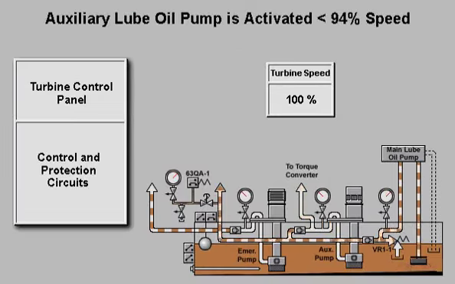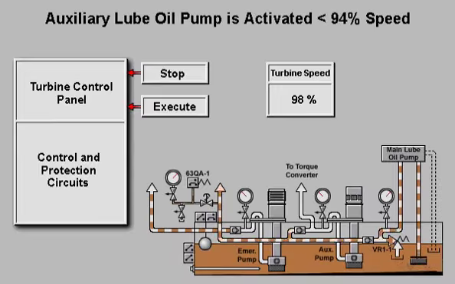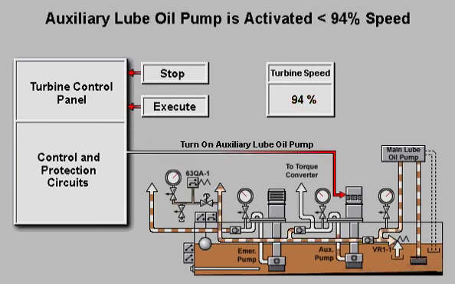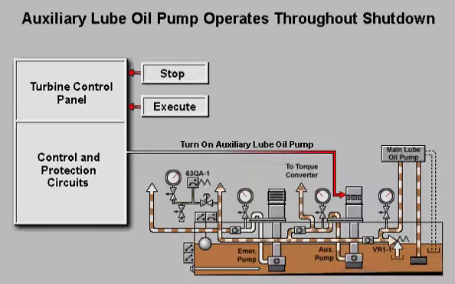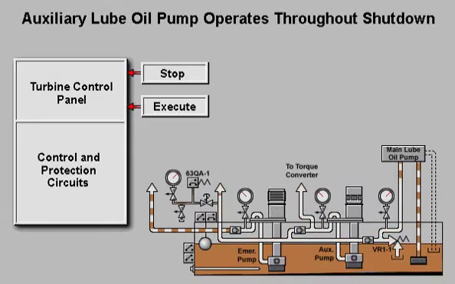Normally, turbine shutdown is initiated when the lead operator selects Stop and Execute on the operator interface of the turbine control panel. The turbine may also shut down automatically when the control and protection systems detect an unsafe operating condition. In either case, the control system will turn on the auxiliary lube oil pump when the turbine speed drops below 94% of operational speed. The auxiliary lube oil pump operates throughout the shutdown and cool-down periods. The auxiliary pump is shut off when the lead operator selects Stop and Execute once more on the operator interface.